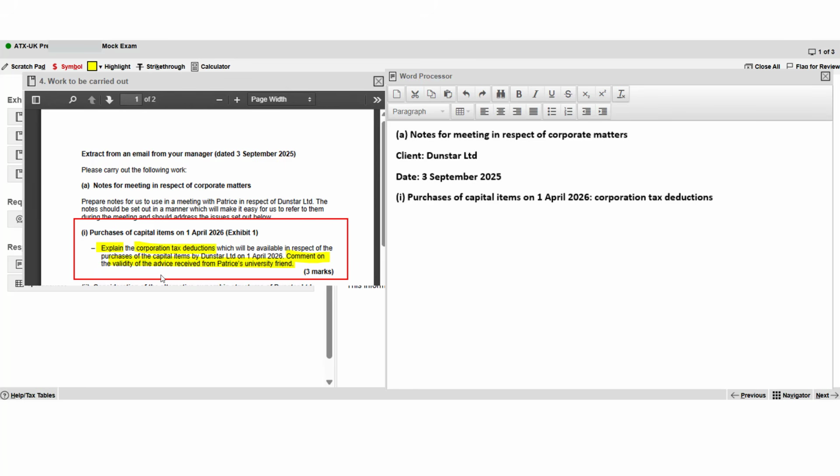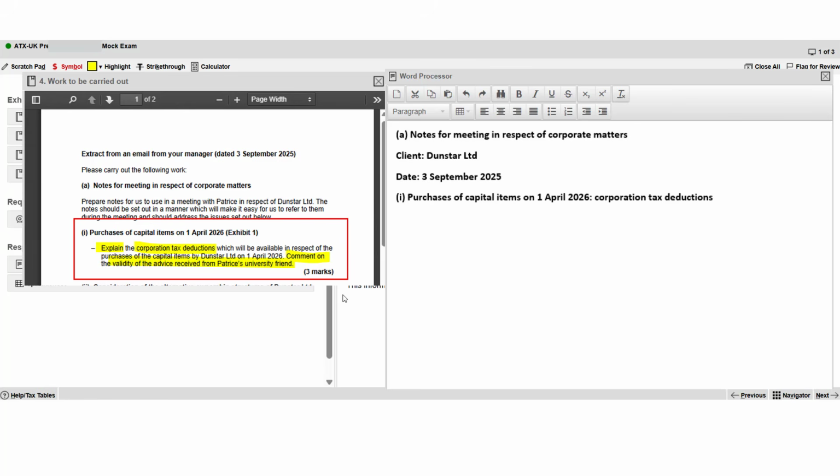And this first requirement is to explain the corporation tax deductions for the purchase of capital items, and then comment on the validity of the advice received from Patrice's university friend. Now, usually the advice is going to be wrong, and there will be a scepticism professional skills mark for questioning the advice. Even if the advice isn't wrong, there is definitely going to be some sort of scepticism mark for considering that. Look at the number of marks available as well before you start.